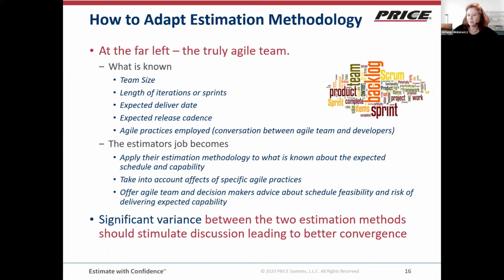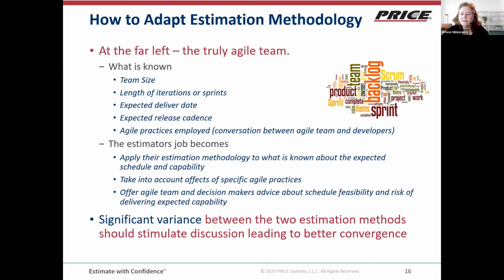So at the far left, the truly Agile team, the utopian Agile team, you know the team size, you know how long your iterations or your sprints are, you know what the delivery date is, you understand what the cadence is expected to be, and you understand what set of Agile practices, is it Scrum, is it XP, are being employed. So conversations between the Agile team and the estimator. The estimator's job really becomes applying estimation methodology to what is known about the expected scheduling capability, taking into account the effects of specific Agile practices, and I'll talk about them a little later.